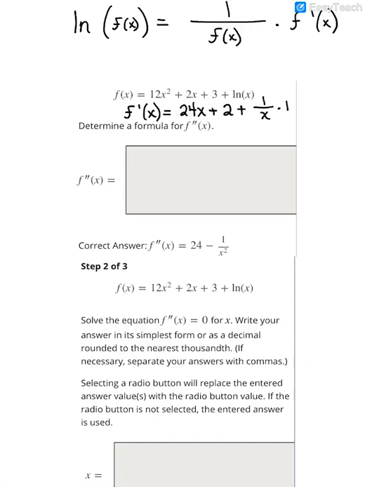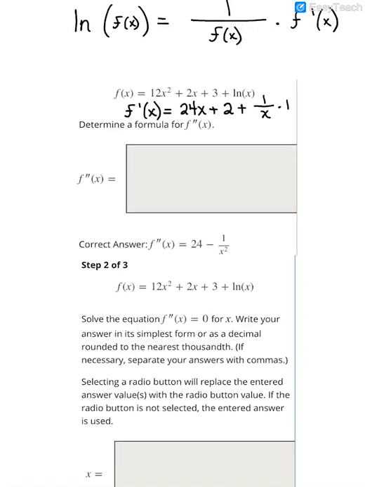So now when I go to take a second derivative, let me rewrite my first derivative real quick. So we've got a 24x plus a 2. And instead of leaving that as 1 over x, I'm going to write it as x to the negative first power. It just makes it easier to do a power rule on that than to have to do a quotient rule. So now, as I'm ready to take my second derivative, the derivative of 24x is just 24.